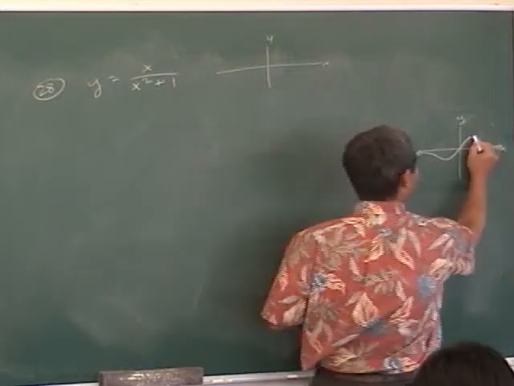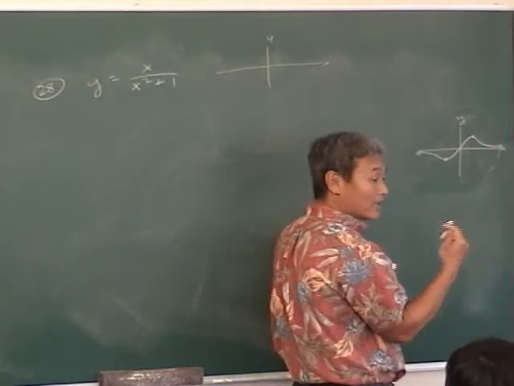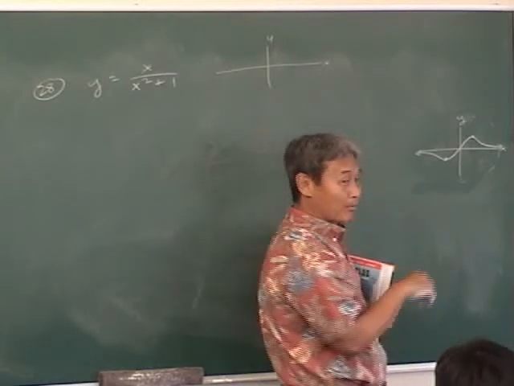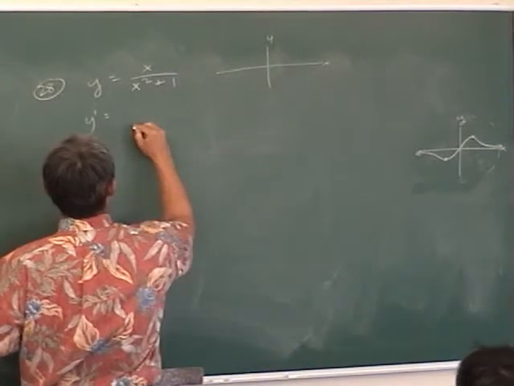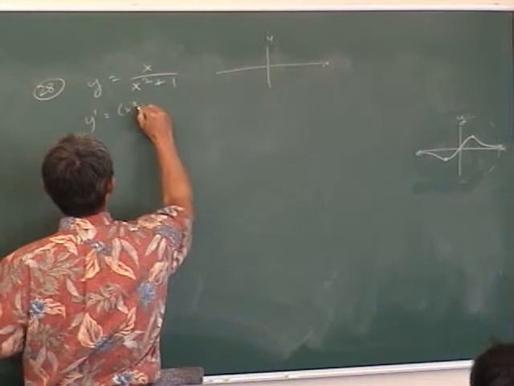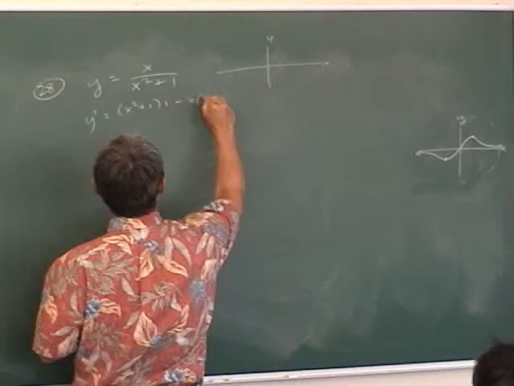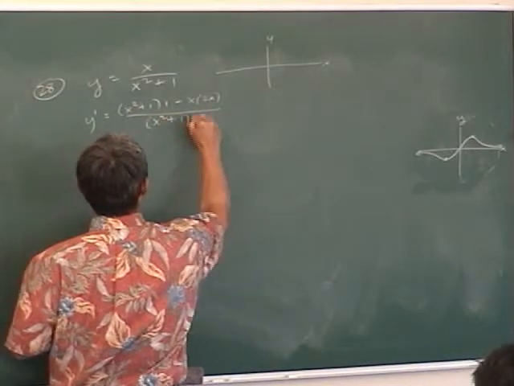So this point is an absolute max, this point is an absolute min. The only difference is now we also have to find the points of inflection. Okay, so here we go. First derivative. Looks like quotient rule, people. Low d high minus high d low, all over the denominator squared we go.